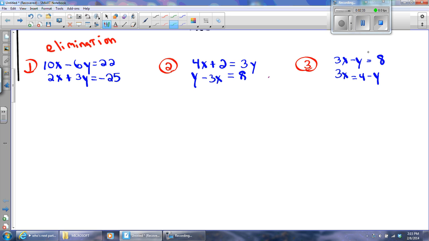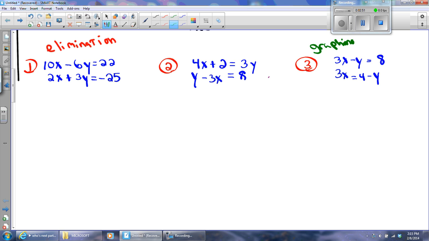Let me go to number three here and see. Ooh, the first one's in standard form. The second one turns into slope-intercept form pretty easily, and the intercepts are whole numbers. So this one is going to be my graphing one.